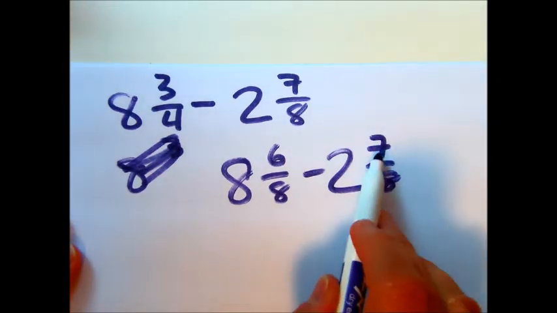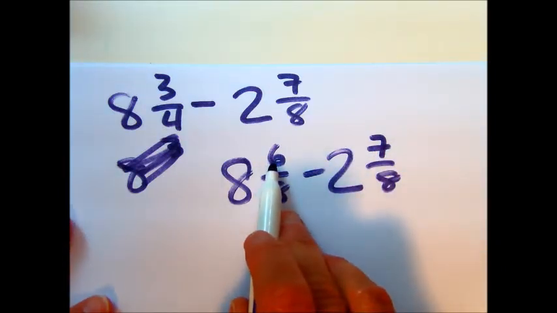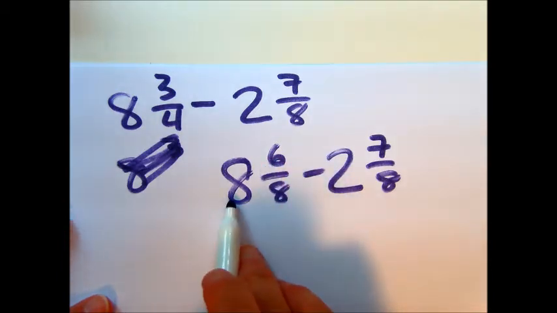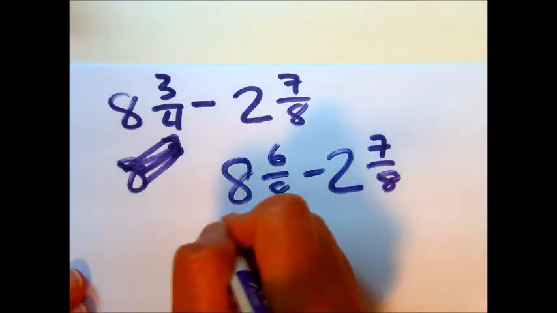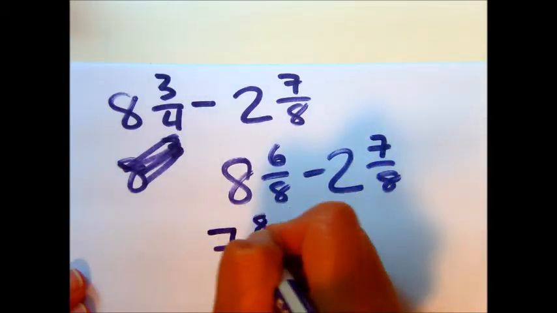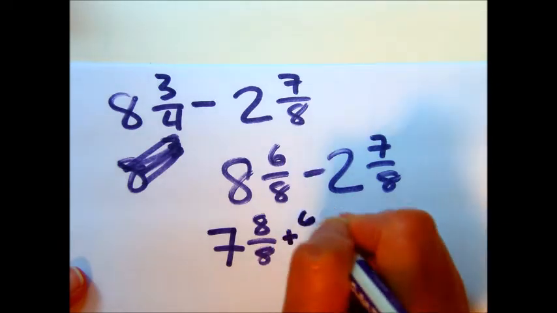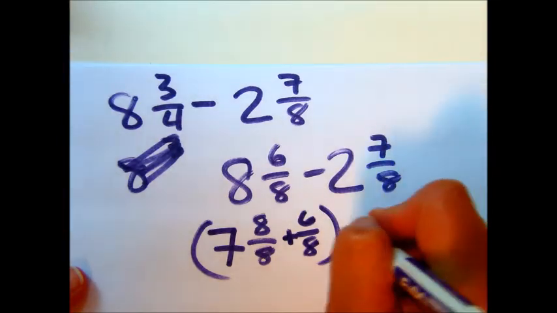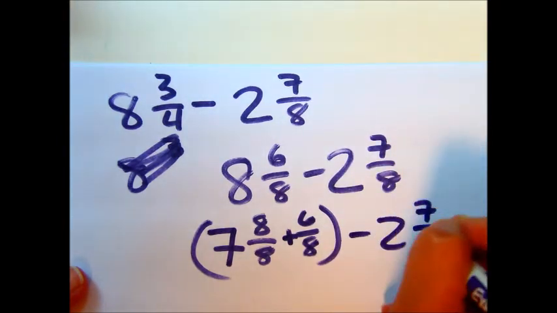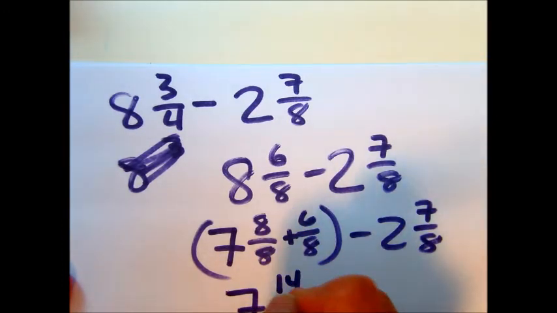Notice if I try to take 7 from 6, I'm going to get a negative number. So I want to borrow 1 from the 8. So this 8 is going to become 7, 8/8. Again, 7 plus 8/8, that's going to equal 8, plus 6/8. And then we can take away the 7/8. So I'm going to write it down. 8 plus 6 is 14, so 7 14/8.